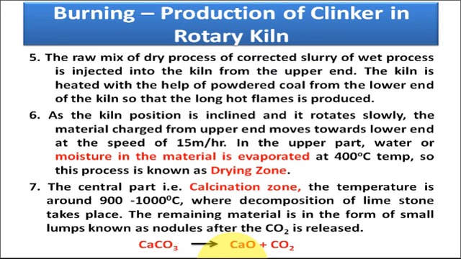Now, as we have discussed, as per the temperature ranges, there are three zones in the rotary kiln. First is the drying zone, in which the temperature is 250 to 400 degrees centigrade. What reaction takes place in this drying zone? In this drying zone, only one reaction takes place, that is evaporation of all the moisture content from the raw material. So this is done at the upper end of the rotary kiln, which is the drying zone.